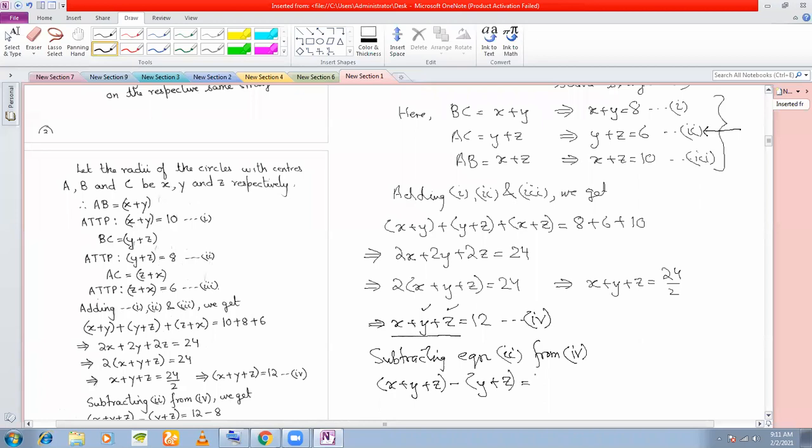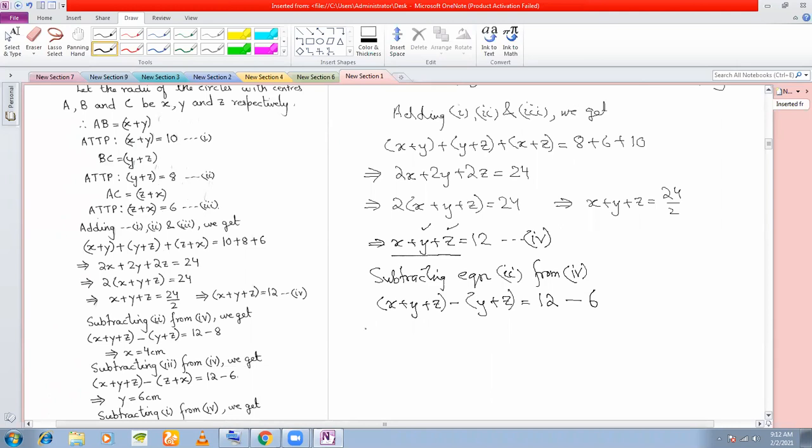And on the right hand side, what are you going to get? 12, because the right hand side is 12 for equation number 4, minus the right hand side of 2, which is 6. So 12 minus 6 you are going to get. What happens? You open the brackets, y and z will cancel. So therefore, you get x is equal to 6. Clear?